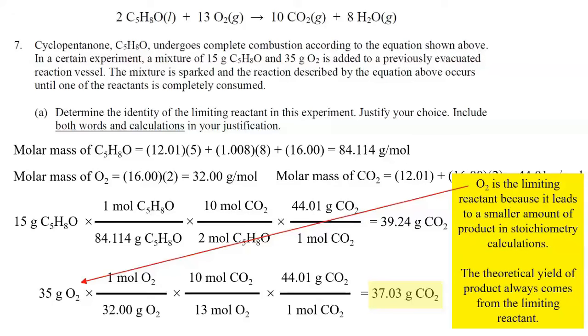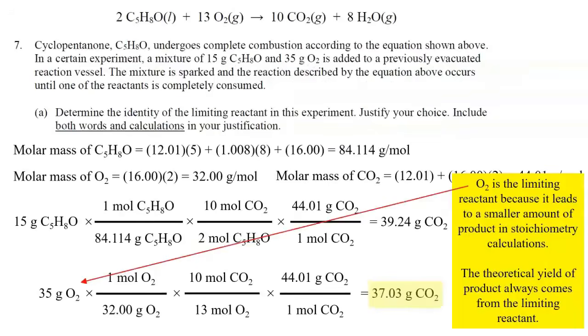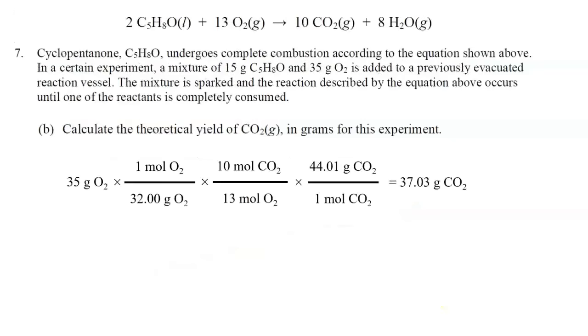It leads to a smaller amount of product. In part B, calculate the theoretical yield of CO2 for this experiment. Well, we just did that. It's going to be 37 grams of CO2. Rounding off to 2 sig figs, my theoretical yield of CO2 is 37 grams.